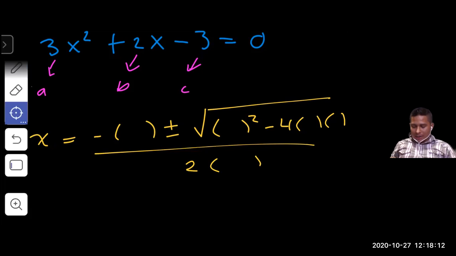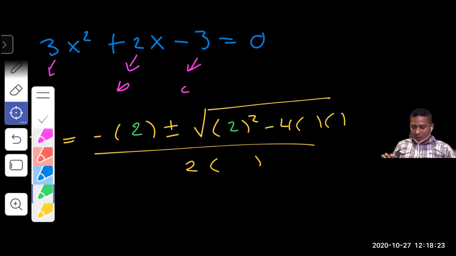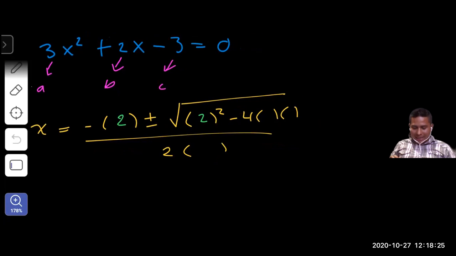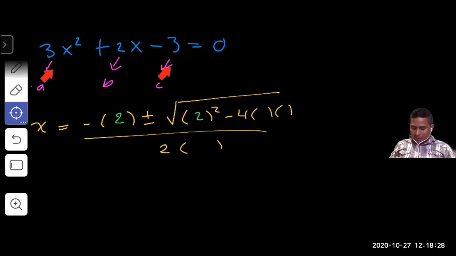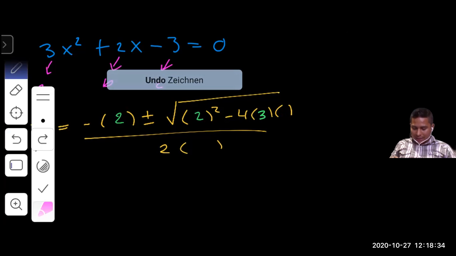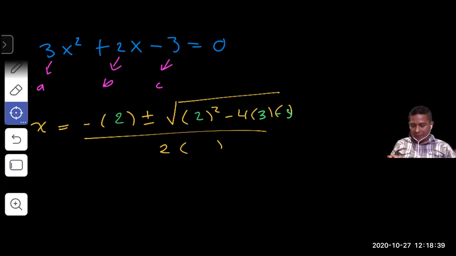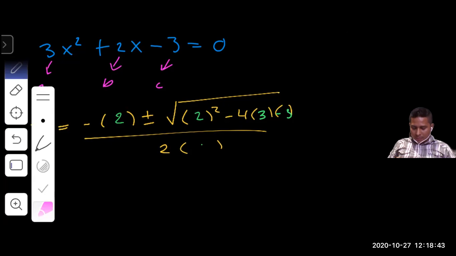Can someone help me, guys? What is B? B is 2, sorry, only 2. And what about the AC? I need A and C. A is 3 and C is -3. We have to include the sign, guys. When it is positive, it is not necessary, but when we have negative, we have to. 2 times A, which is 3.